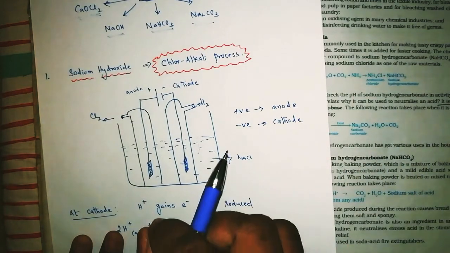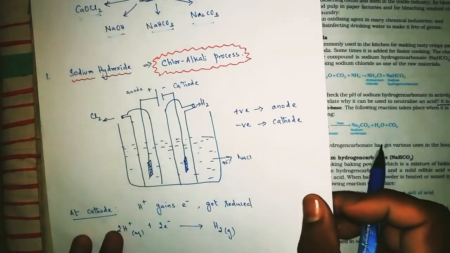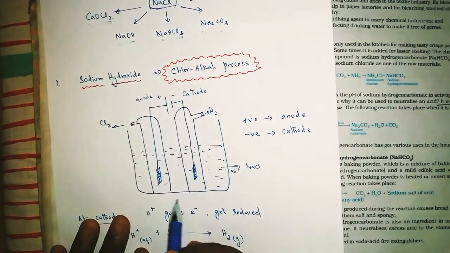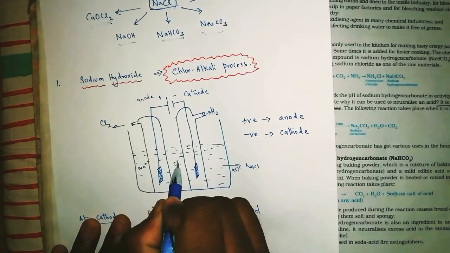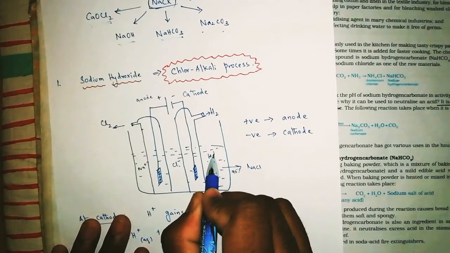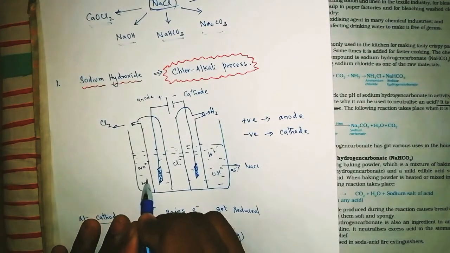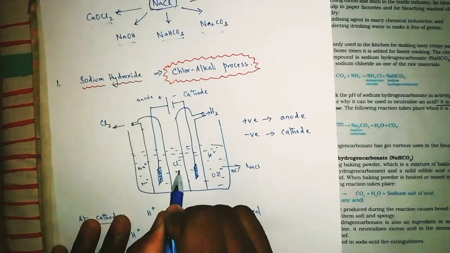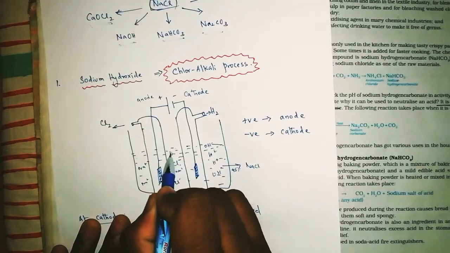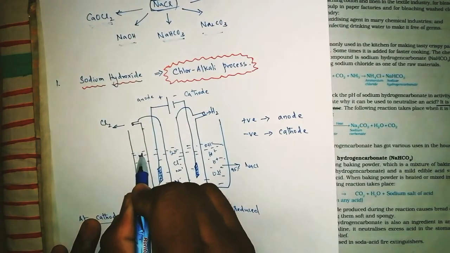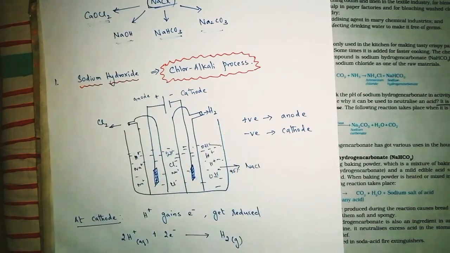Once sodium chloride is mixed inside the solution, what ions are formed in the solution? We have Na plus, Cl minus, and then H plus, OH minus ions. Not only one or two, we have enough amounts of these: Cl minus, Na plus, H plus, OH minus. Like that we have enough amounts of ions formed in the solution. They are all just moving here and there.